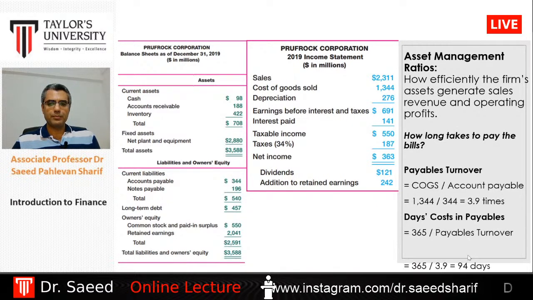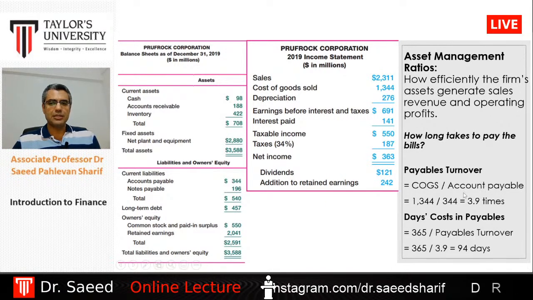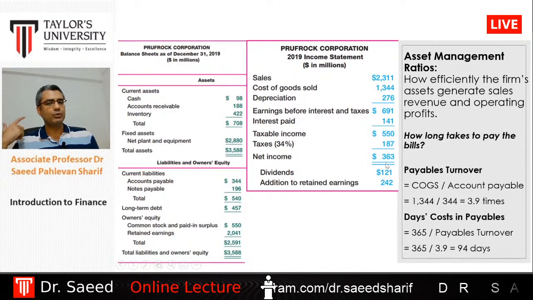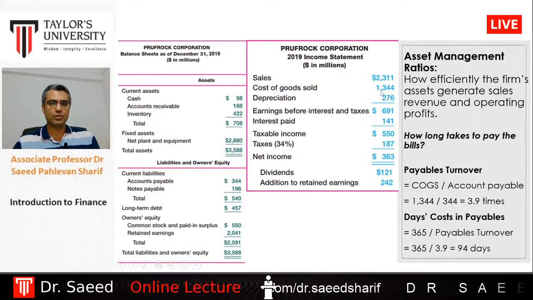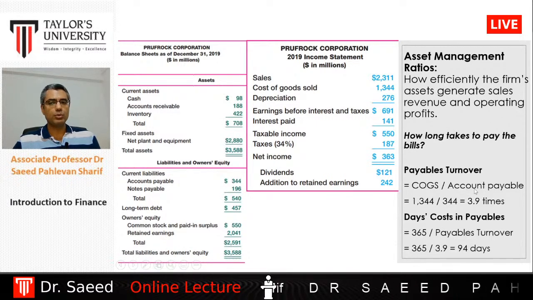There is another ratio. It's called payable turnover. So the formula is cost of goods sold divided by account payable. So where can you find cost of goods sold? Yes, in the income statement, and then account payable is in the current liability part of the balance sheet. So account payable is here, 344. And if you divide cost of goods sold by account payable, you get 3.9 times. And similar to the previous cases, you can divide 365 by payable turnover and you will get 94 days. This means it takes 94 days on average to pay the bills. Actually, payable turnover and days cost in payable measure how long it takes to pay the bills. So on average, it takes 94 days to pay your bills, right?